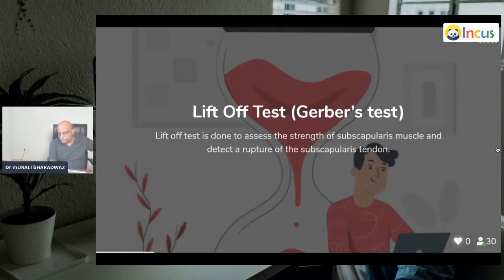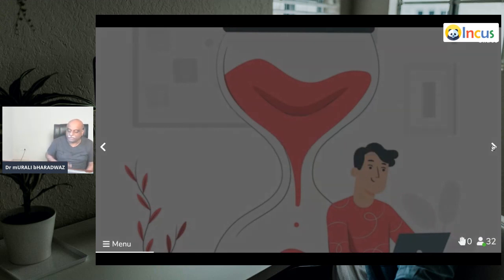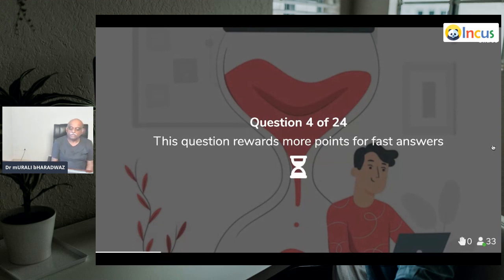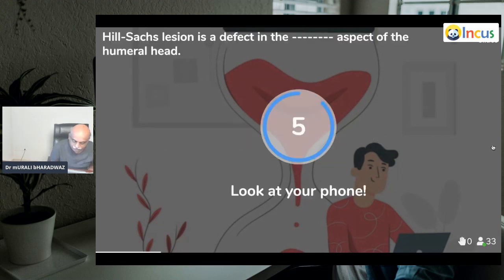So lift-off test is also called Gerber's test. It is basically to look for the strength of the subscapularis muscle and to identify the rupture of the tendon of the subscapularis muscle is what you need to remember.